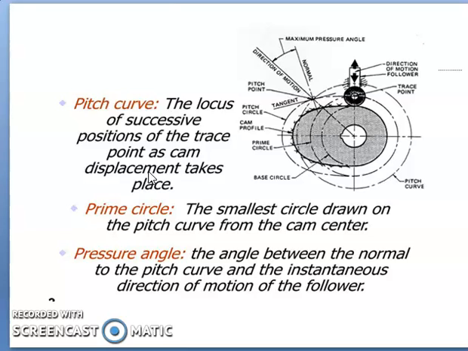Next is the prime circle. It is the smallest circle drawn on the pitch curve from the cam center.